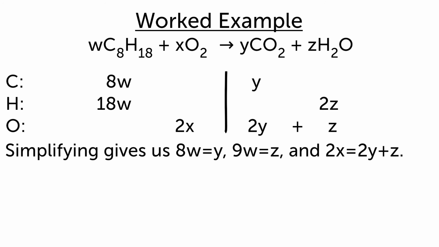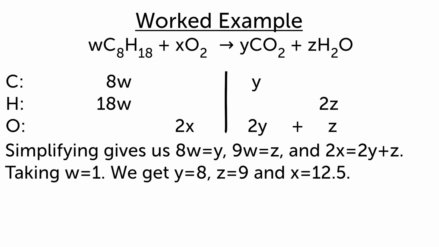I will choose to take W equals 1, as this seems convenient. This gives us Y equals 8, Z equals 9, and X equals 12.5. Unfortunately, the value of W I picked did not correspond to a whole number solution. But this is no problem because we can simply multiply all the coefficients by 2 to get a whole number solution.